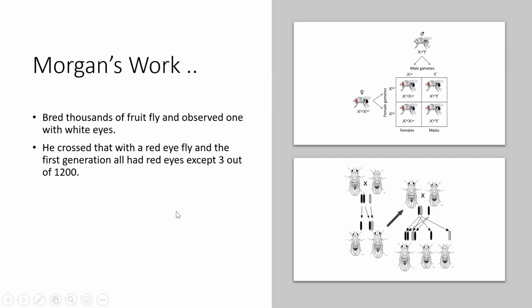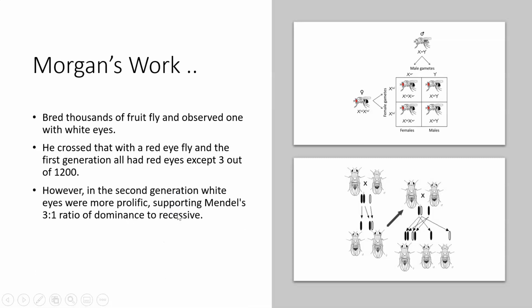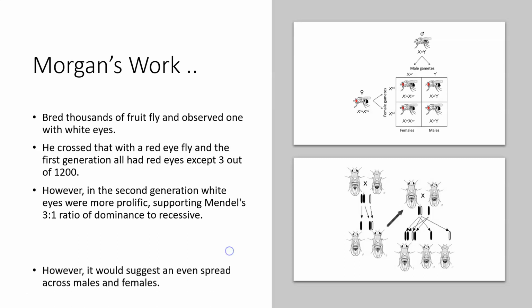Pretty impressive. So a majority had red eyes. However, in the second generation, the white eyes were more prolific. So it actually supported Mendel's 3-to-1 ratio of dominant and recessive. So at this point, Morgan thought, oh, okay. For some reason, the first cross didn't have that pattern, but the second cross does. So maybe Mendel's work is correct.